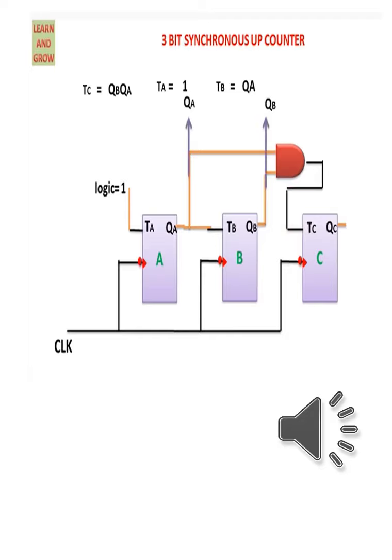So you see the diagram: TA is connected with 1, TB is connected with QA and TC is connected with QA into QB. So for QA into QB, definitely which gate do I require? An AND gate I require, and then I have to connect it with TC. And QA, QB, QC are my outputs. We all know it will count from 0, 0, 0 to 1, 1, 1. So if I connect this way, I will get my 3-bit up counter.